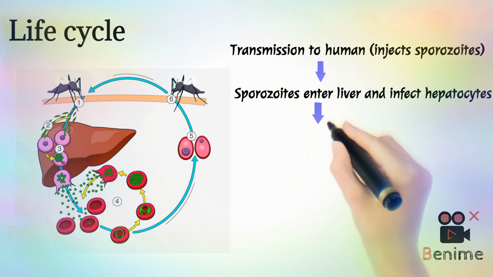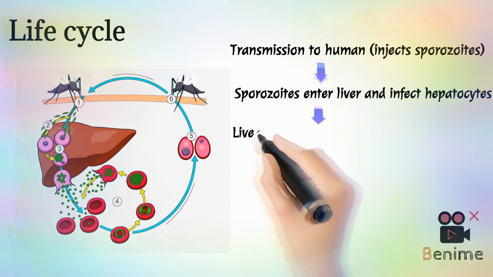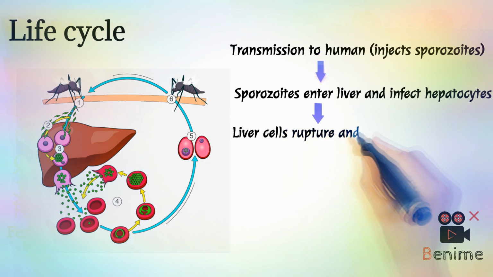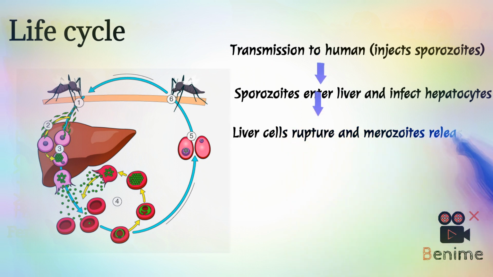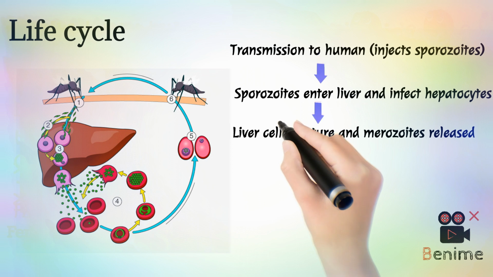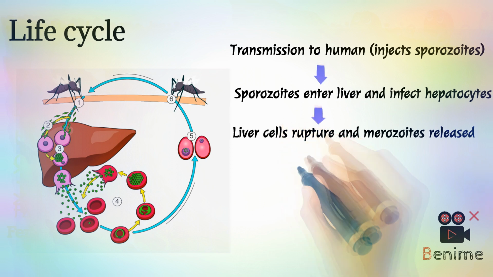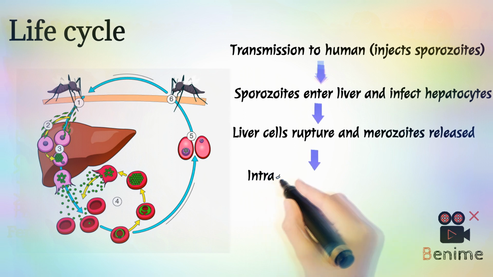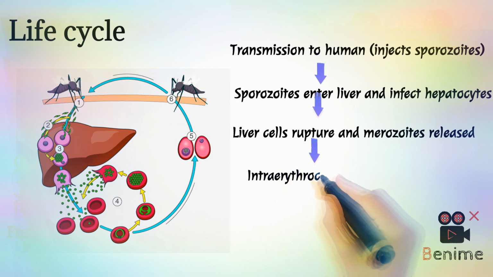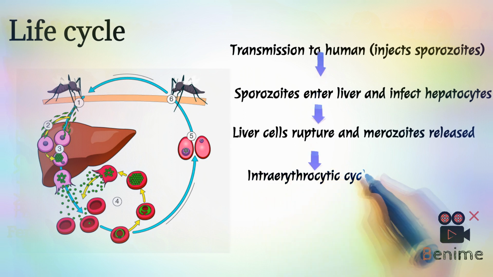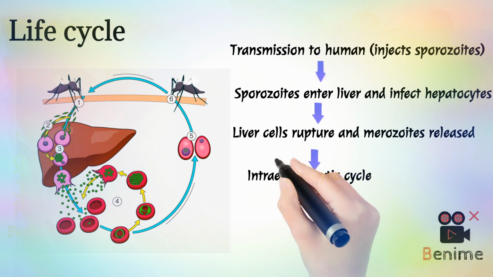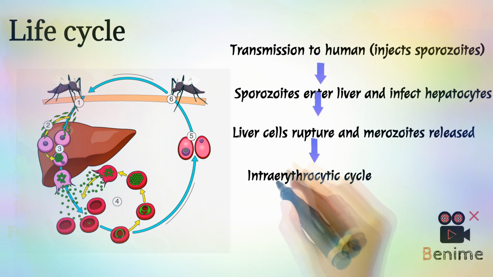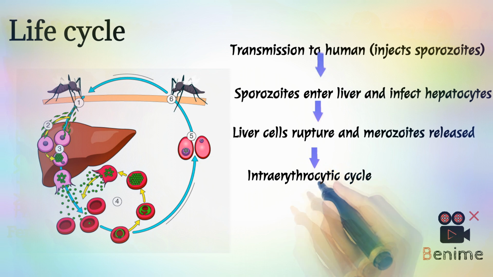Inside the liver cells, also called hepatocytes, they divide repeatedly and new spores called merozoites are formed. These merozoites emerge and are released into RBCs by rupturing the liver cells. In RBCs, they undergo asexual reproduction. After that, they rupture the RBC and release toxins which produce shivering and fever.